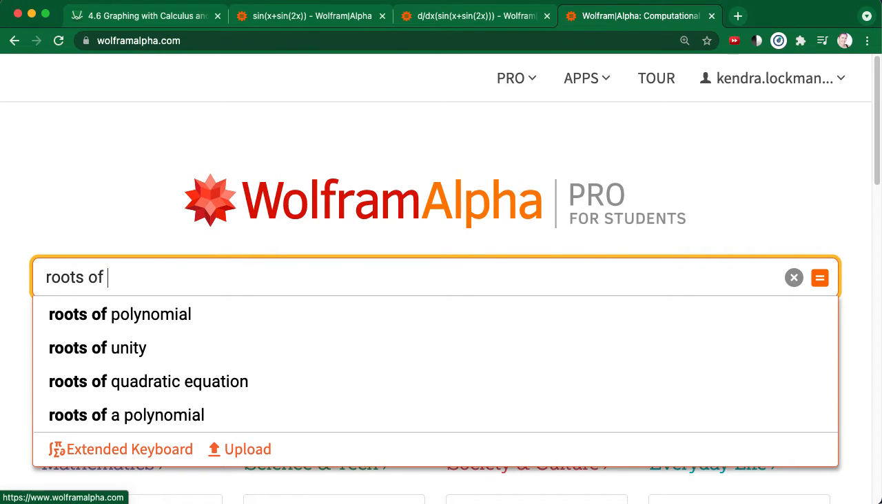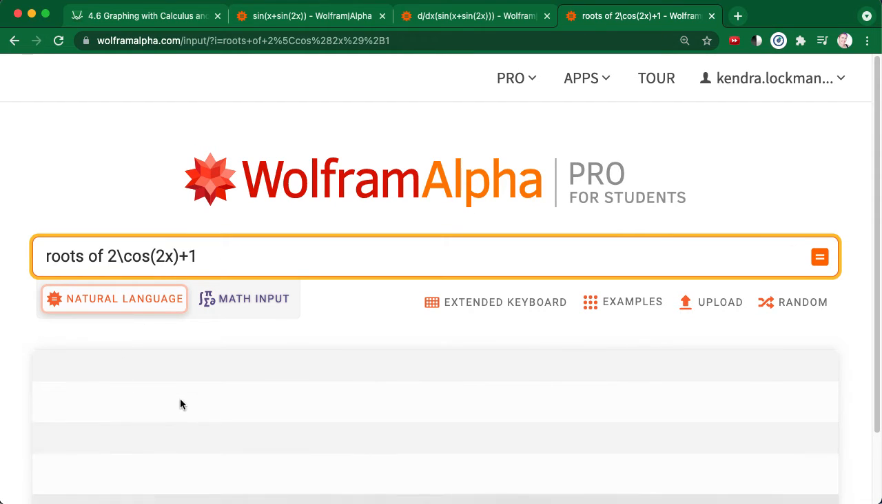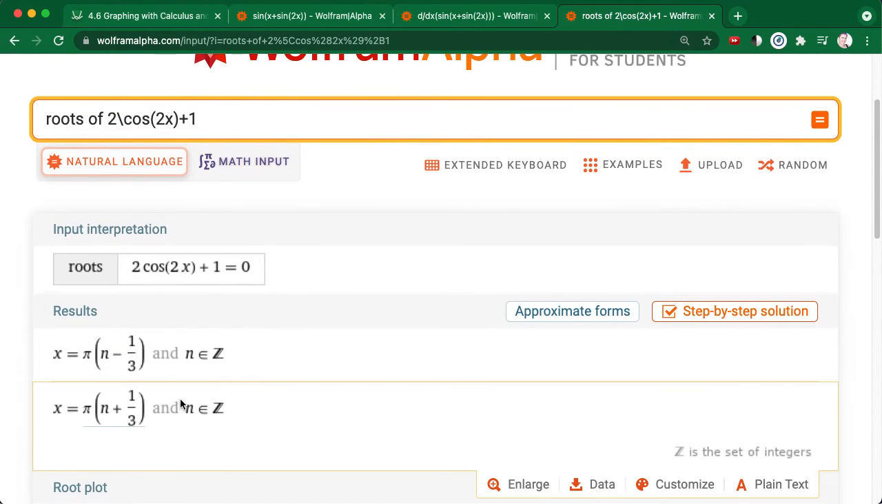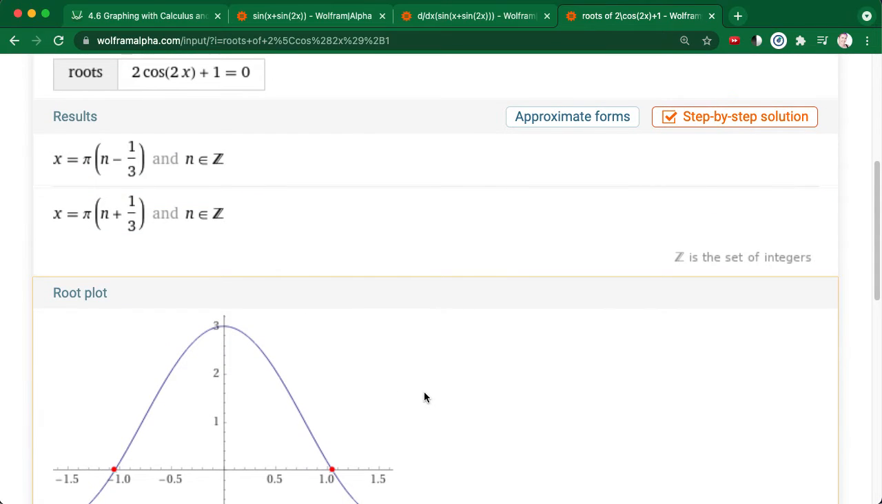Roots of that function. So pi times n minus 1/3 and pi times n plus 1/3. So that's the same as pi over 3 plus integer multiples of pi and negative pi over 3 plus integer multiples of pi.